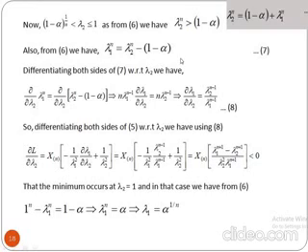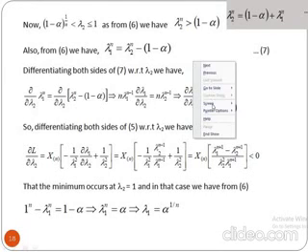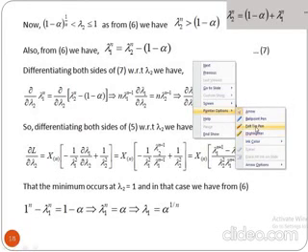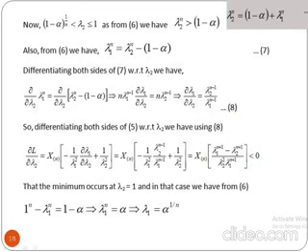Then we differentiate both sides of equation number 7 with respect to lambda 2, and then we reach this. Just cross multiply, and you get this ratio: del lambda 1 by del lambda 2 is equal to lambda 2 to the power n minus 1 over lambda 1 to the power n minus 1.